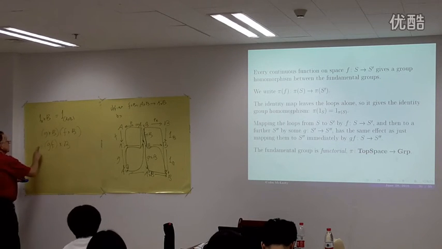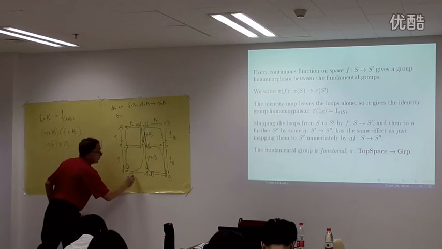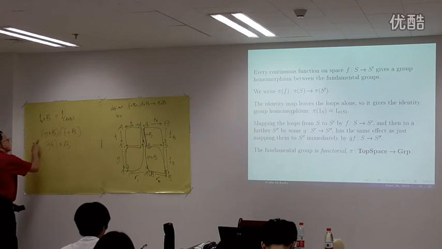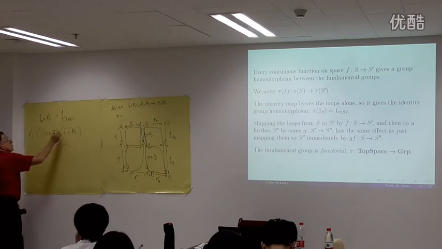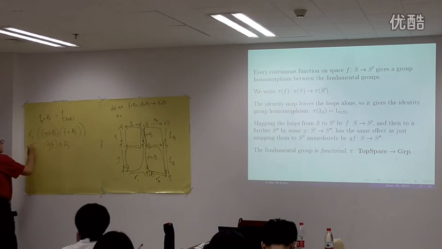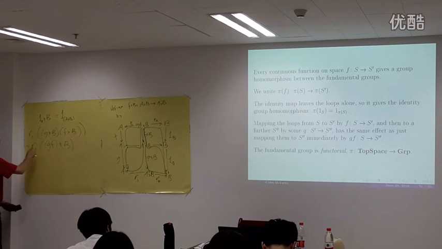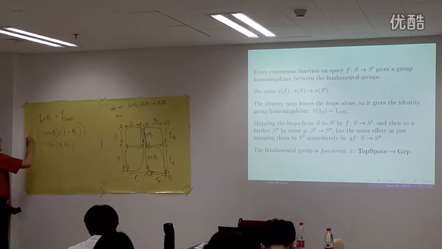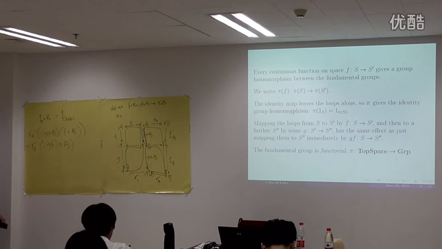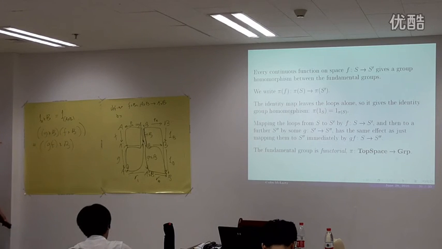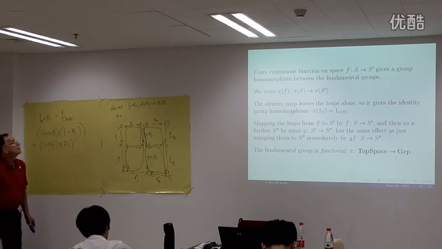Let me call these R1 and R2. We know that R1 followed by this composite equals R1 followed by that. And we know that R2 of that composite equals R2 followed by the other. And we know that a map is uniquely determined by its compositions with R1 and R2. So we know they're equal. So this is a functor.